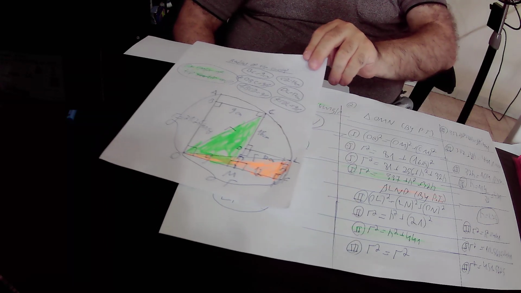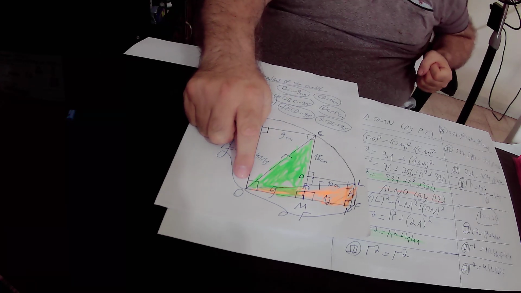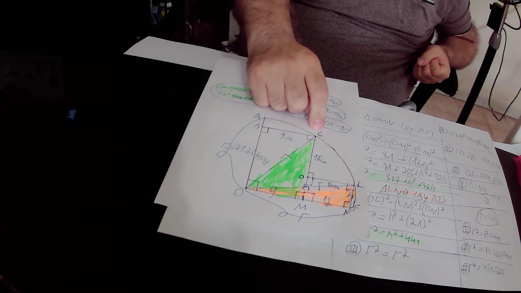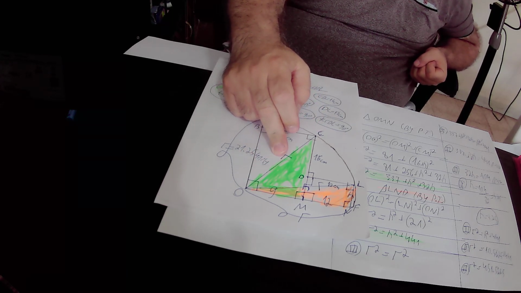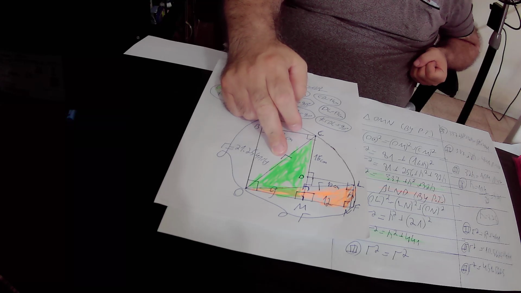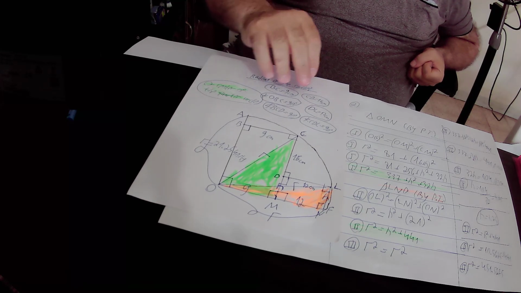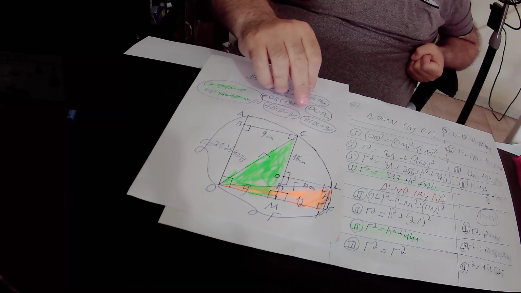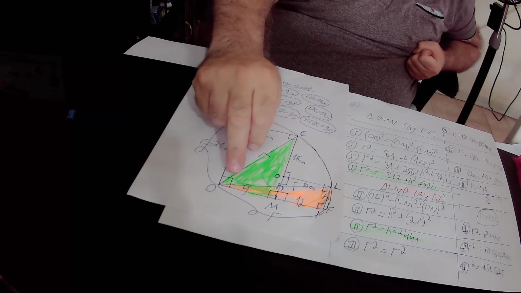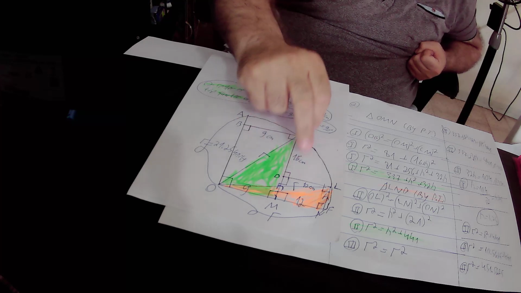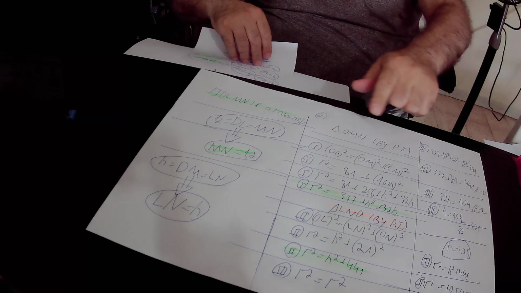Here we join point C and O by a straight line. Point O is the center of the quarter circle. Point C is a point on the quarter circle itself. Therefore, OC is the radius of the quarter circle, equal to R. Then we implement the Pythagorean theorem on the right triangle COM. According to the Pythagorean theorem, the square of the hypotenuse equals the sum of the squares of the legs. That is, CO square equals OM square plus CM square.